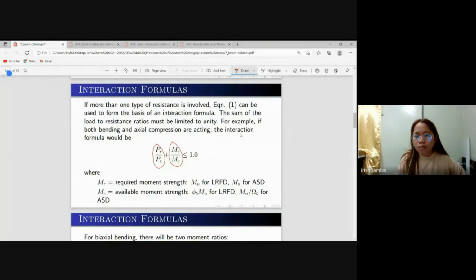For LRFD, this M sub R is equal to M sub U, no? And for ASD, this M sub R is equal to M sub A, no? Which is from the applied loads, or the load combinations. And the M sub C, which is the available moment strength, for LRFD, this is equal to the phi sub B, this is the resistance factor, times the nominal strength. And for ASD, this is equal to the nominal strength divided by the factor of safety.